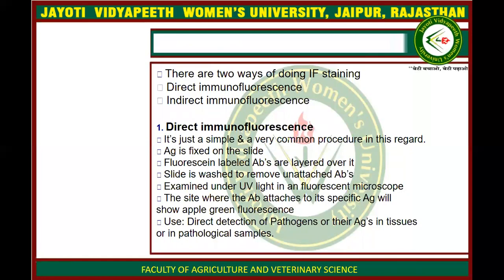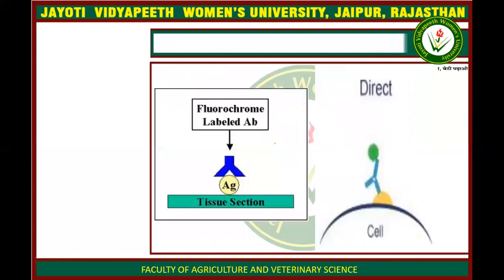There are two basic principles of immunofluorescence, two ways: direct immunofluorescence and indirect immunofluorescence. In direct immunofluorescence, only one antibody is involved, and this single antibody is labeled. This is the Fc portion, and the Fc portion is labeled, and the single antibody will be used for the detection of a particular kind of epitope.